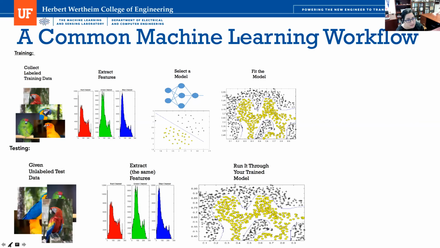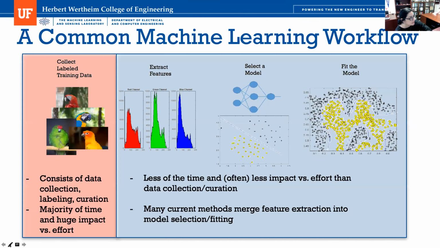And then in testing, you have some unlabeled test data, you extract those features, and then you can do prediction through your trained model, okay? And most of the time when we're at machine learning conferences and those circles, we're focused on the model and how to fit it. But the majority of the impact and the time is the data collection, labeling, and curation. And usually the amount of time you spend there to do a good job curating, labeling, and collecting your data tends to have a bigger payoff than the time spent tweaking or tuning a model, okay?